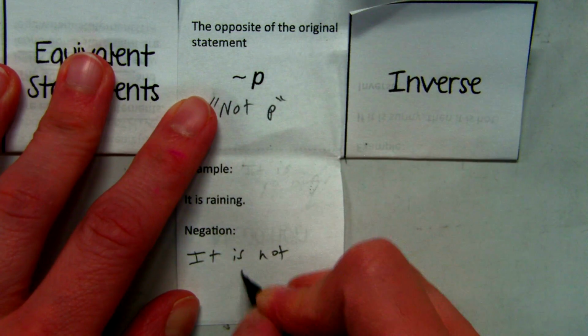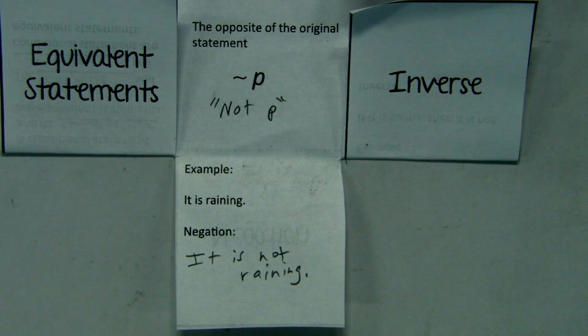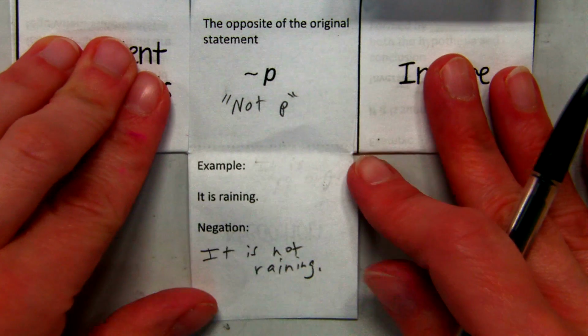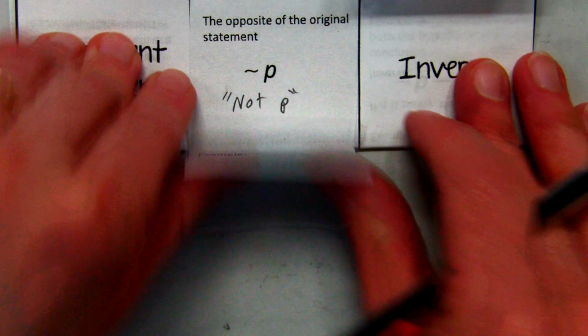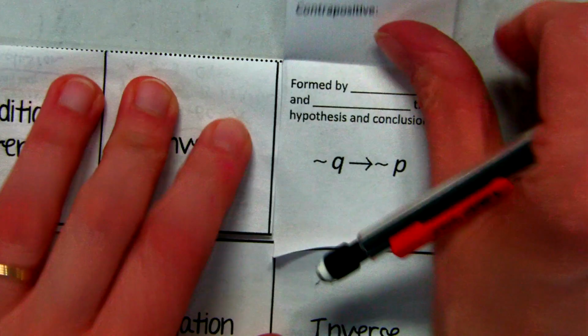And if you had an if-then statement, you would switch both the if part and the then part. If they were both positive, you'd make them negative. If they were negative, you'd make them positive. We'll go through some examples in a little bit, but just to give you an idea that this means not, and not means negation. Okay. Negative means not.